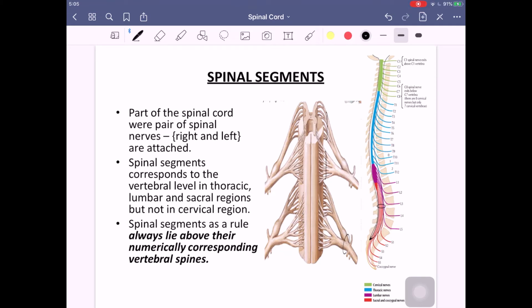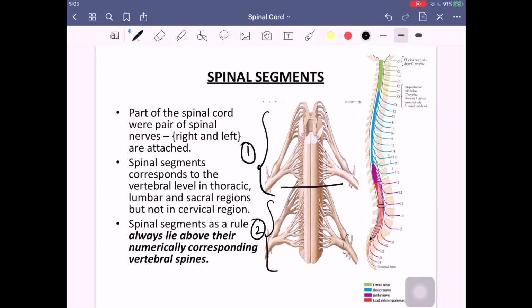It is a part of your spinal cord where your right and left spinal nerves are attached. So if I take a blade and give a cut here, I can say that this entire portion is one segment, and this entire portion is the second segment. Just like your vertebral column is segmented, your spinal cord is also segmented, but these segments are not visible externally. So how do we define a spinal segment?